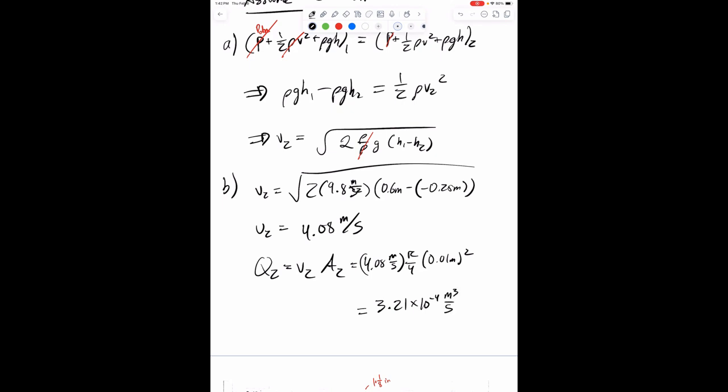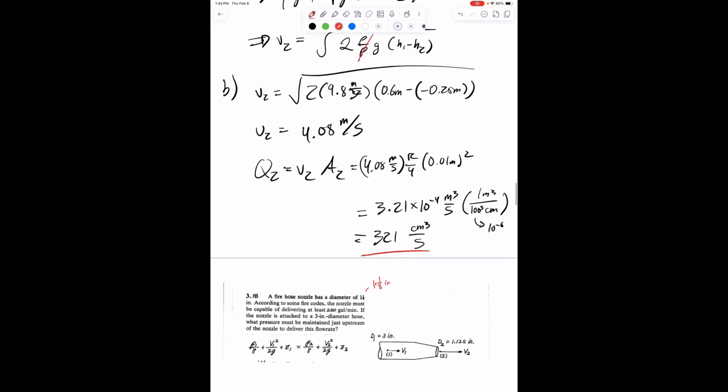We want this in centimeters, so we have to divide by 100 centimeters cubed per cubic meter. And this just gives you 10 to the power of negative 6, because it's 100 to the power of 3. Therefore, we're left with 321 cubic centimeters per second. That's your volumetric flow rate.